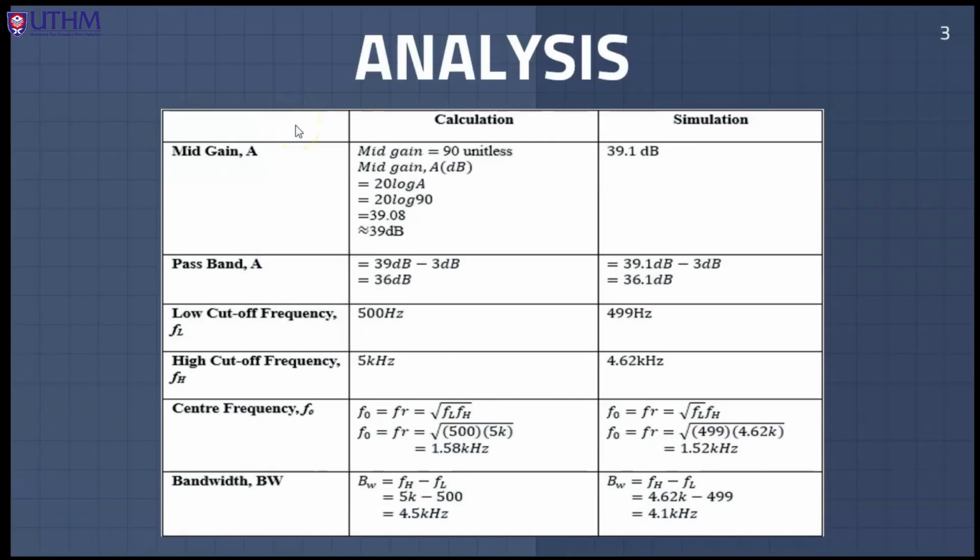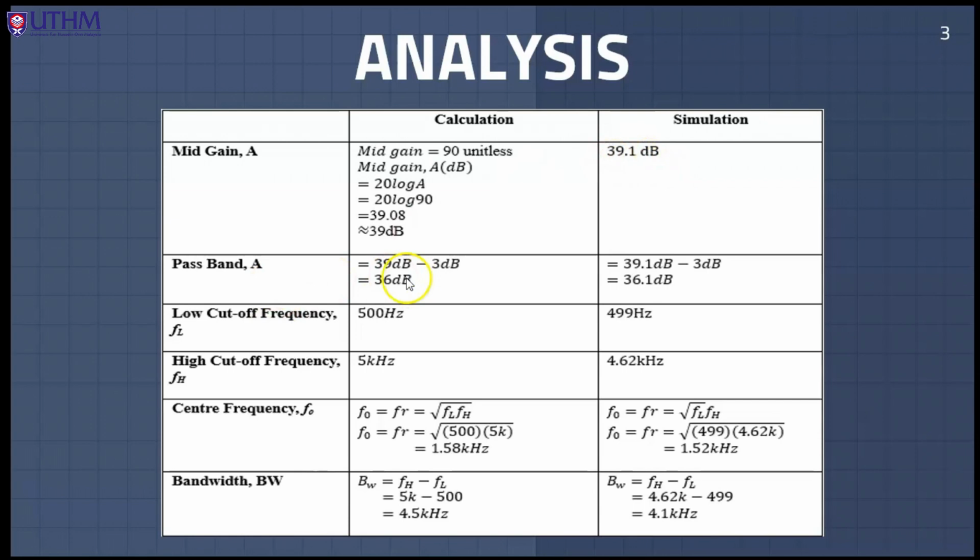Hello, my name is Nur Akmazan Rosnan. My matric number CE210054. Next, for analysis, I will compare the calculation and simulation results. First, for the mid-gain, we use 90 unitless. Then we calculate using the formula 20 log A. The result we get is 39.08, which is 39 dB. For the simulation, 39.1 dB.